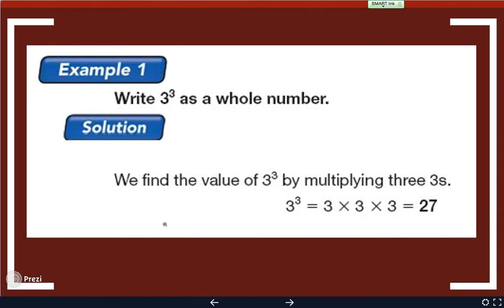Here's example number 1. Write 3 cubed as a whole number. Basically you're going to do 3 times 3 times 3, and then we find that it equals 27. So we multiply the 3's 3 times. 3 times 3 is 9, times 3 equals 27.